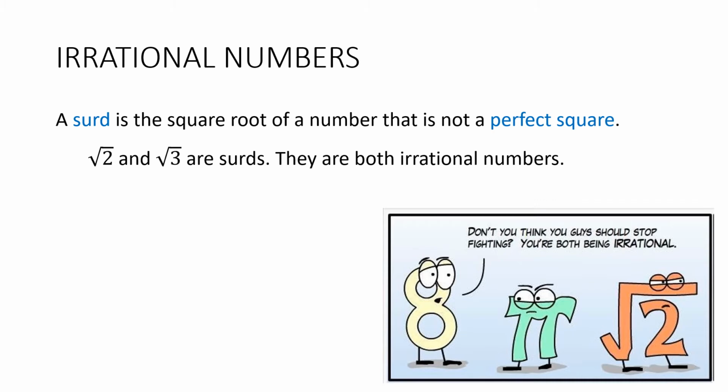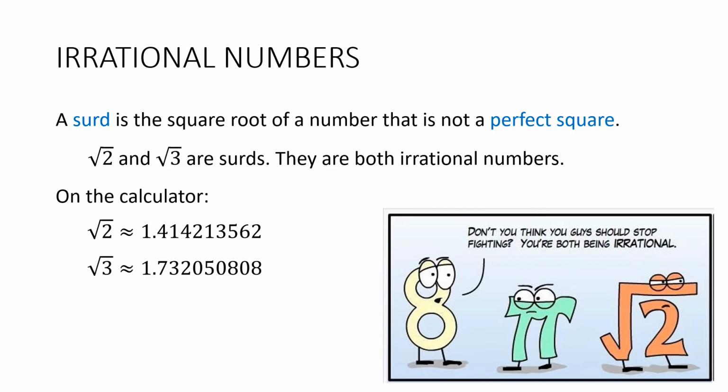And if you put them into the calculator, you're going to get a non-repeating, non-terminating decimal. They're irrational. So root 2 is approximately equal to 1.414213562. And root 3 is approximately equal to 1.7320508088.